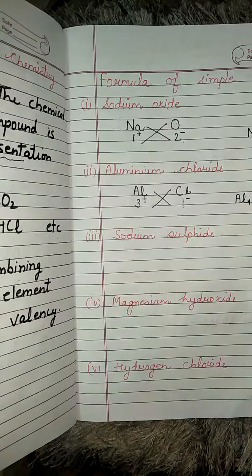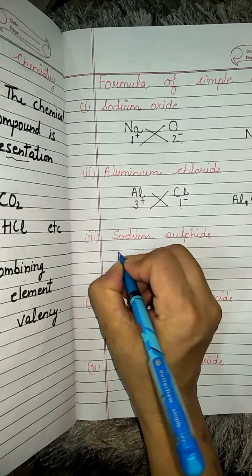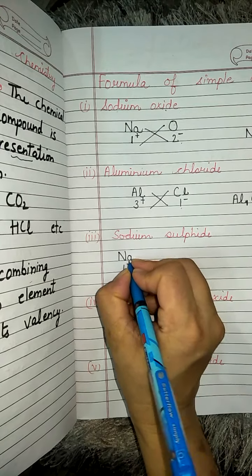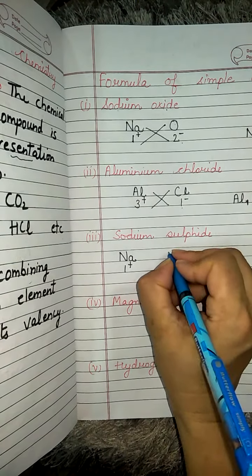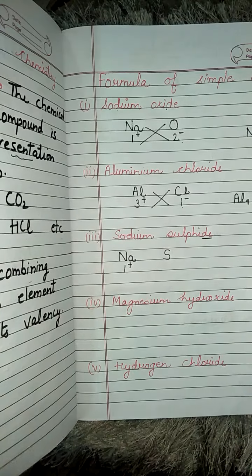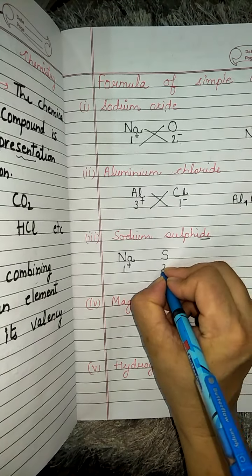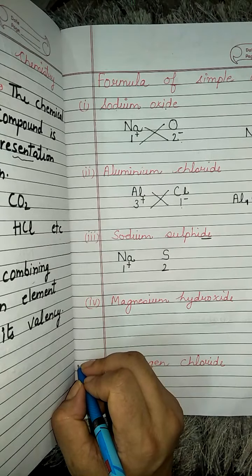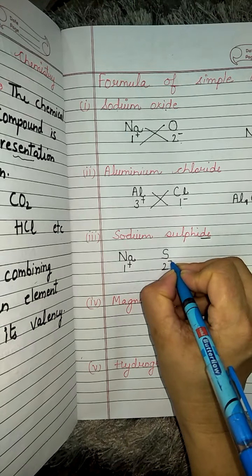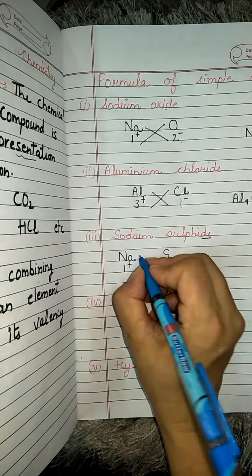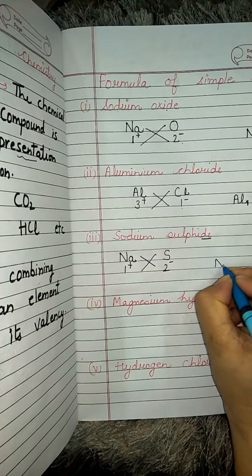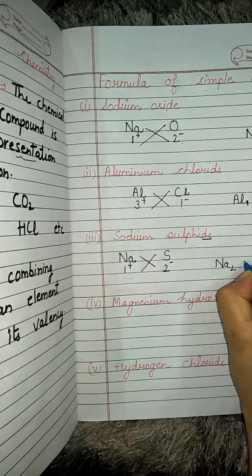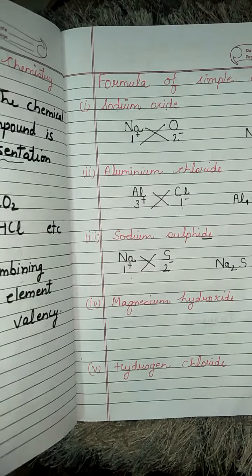Next, number 3. Sodium, Na. The valency for sodium is +1. Sulfide, please take care. Its symbol is S. If you have not learned it, please learn it. The symbol is S and the valency is 2 negative. What will be your formula? I am not writing 1 here. Na2S1, so this is your formula, Na2S.